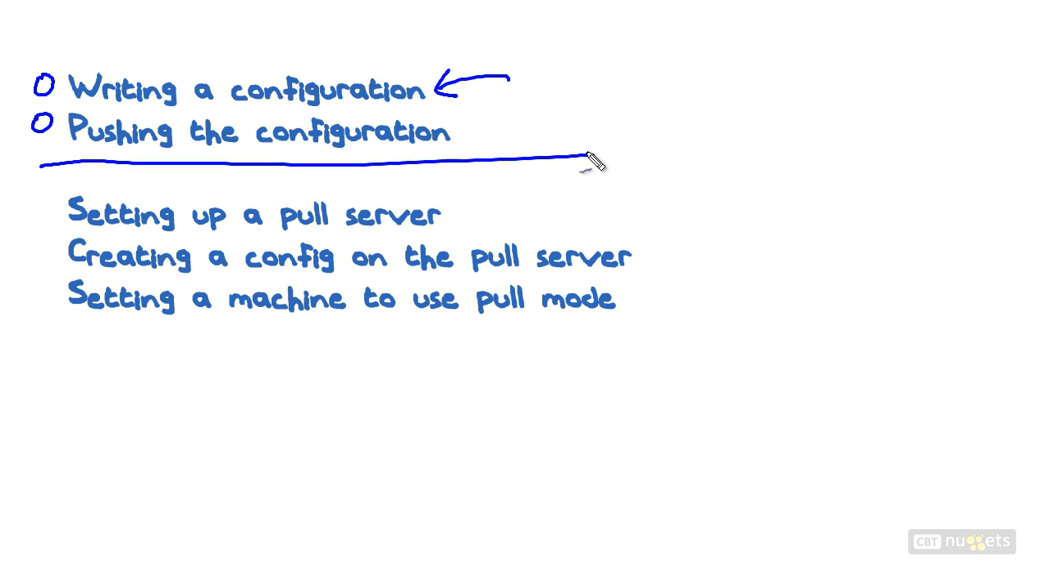That's the easy stuff. Next, I'm going to show you how to set up a pull server, and I'll give you a couple of different ways, including a script that I've written that can set it up for you. I'm going to create that same configuration on the pull server and then show you how to set up a machine to use pull mode, meaning it's going to grab the configuration from the pull server and we'll be able to check the before and after to see it implement that configuration automatically.